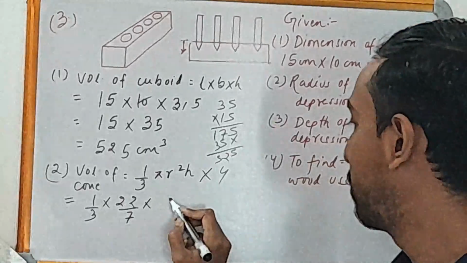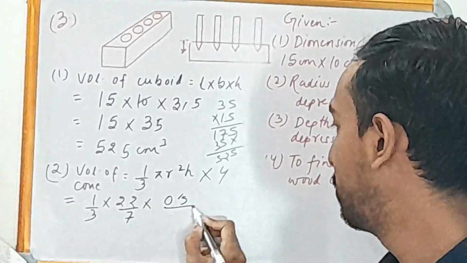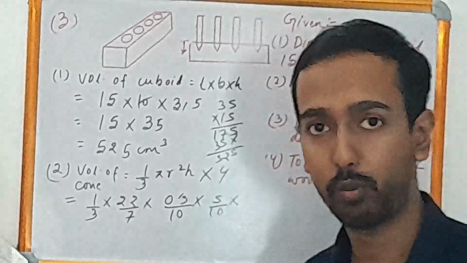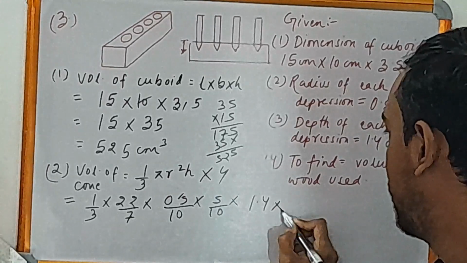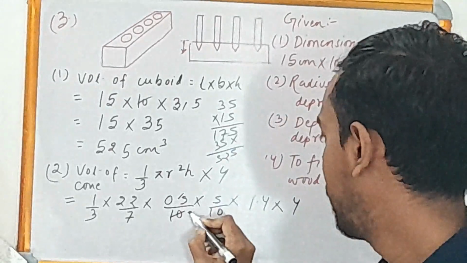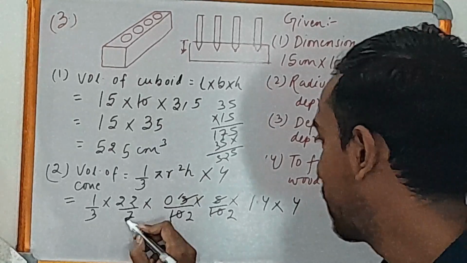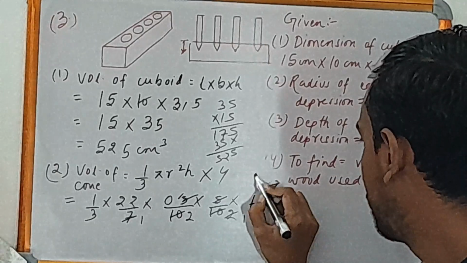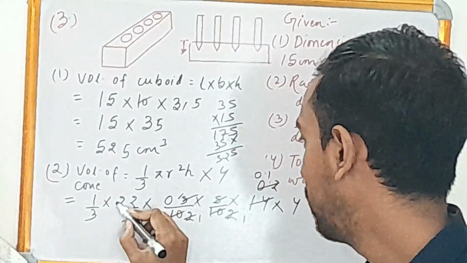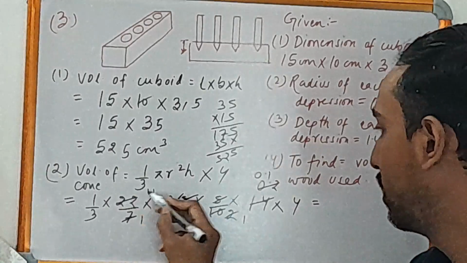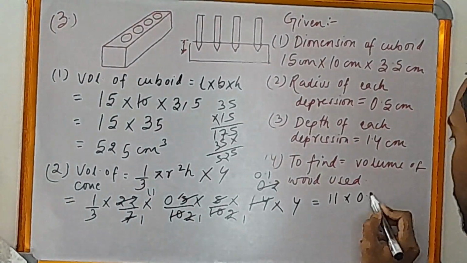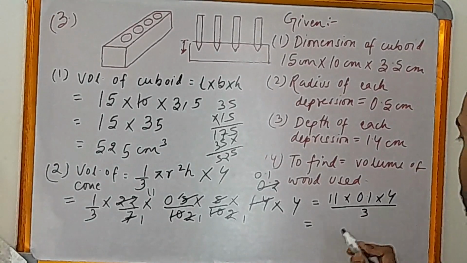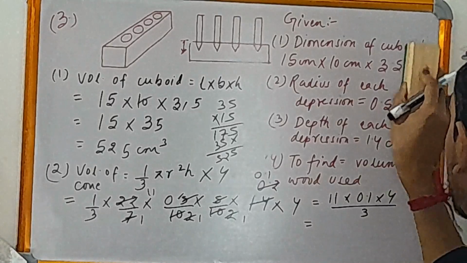The radius of each depression is 0.5. If you use the decimal, it will be 5 by 10. And the height of each depression is given as 1.4. And it will be multiplied by 4. Now we cancel: 7 over 7, 2 on the 2, and so on. So you see that in the numerator we have 11 multiplied by 0.1 multiplied by 4, and in the denominator we have 3. So 11 times 4 is 44.